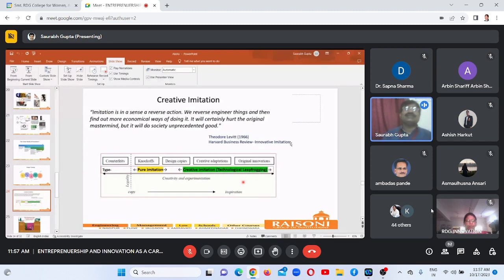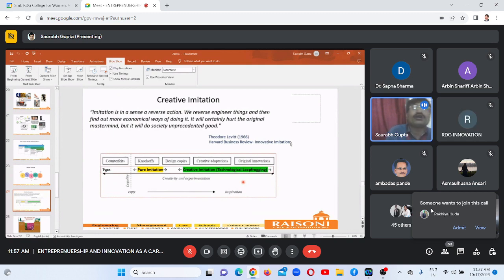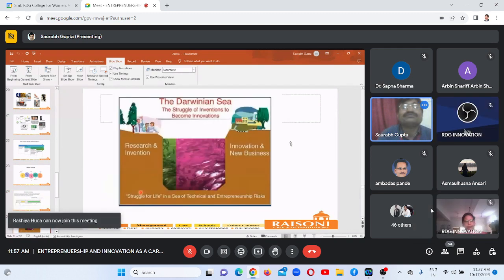Now next is creative imitation. Creative imitation, in simple words, is called re-engineering. Whatever thing is available, you are just reversing it, or in other words copying what is done by others, and you add something and you put it in the market. So that is called creative imitation. Although it is not acceptable from a technical point of view and an ethical point of view, it is one type of innovation where you re-engineer the existing product and you can sell it.